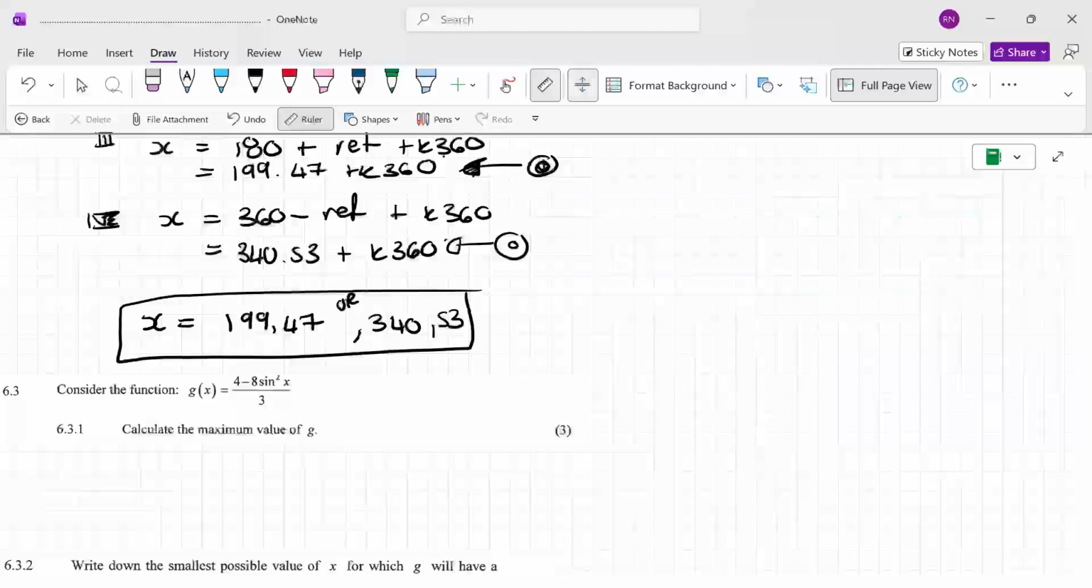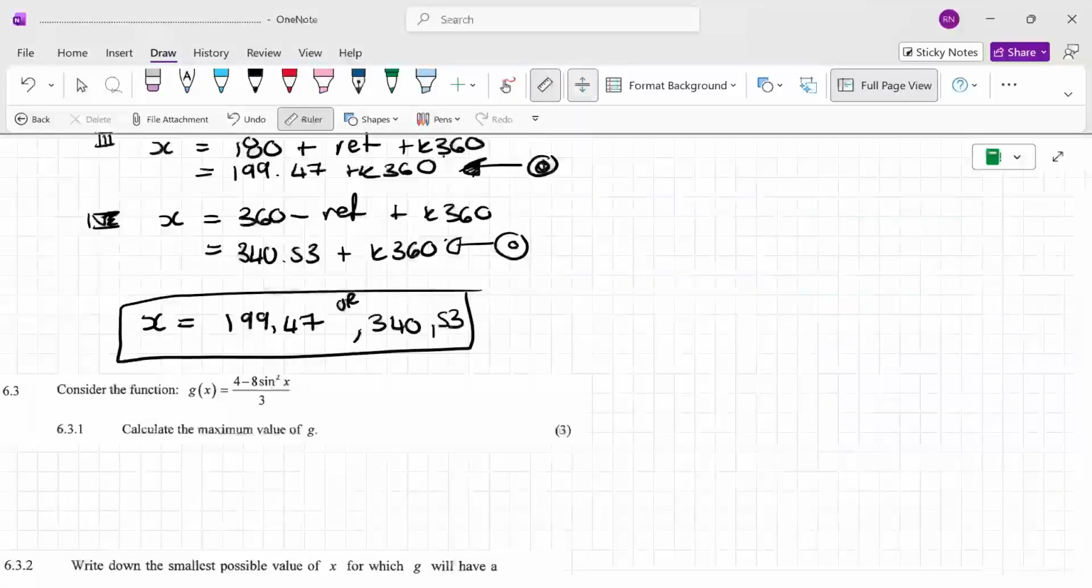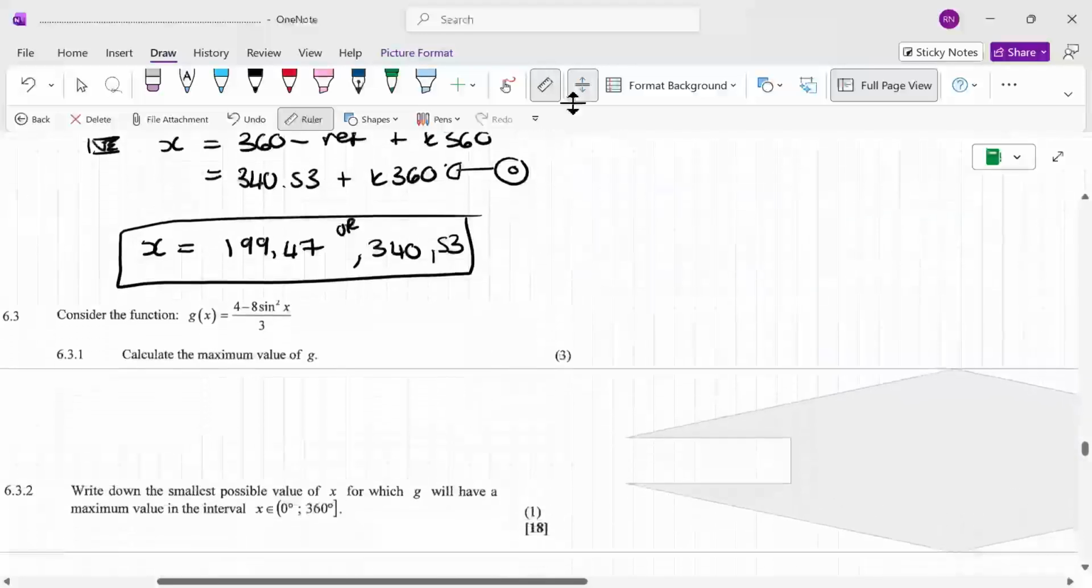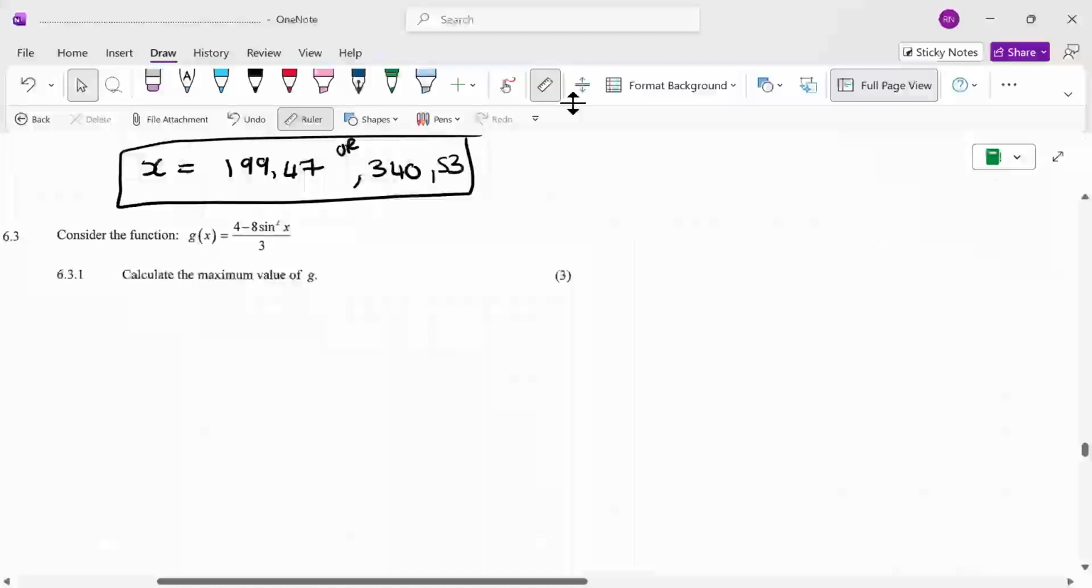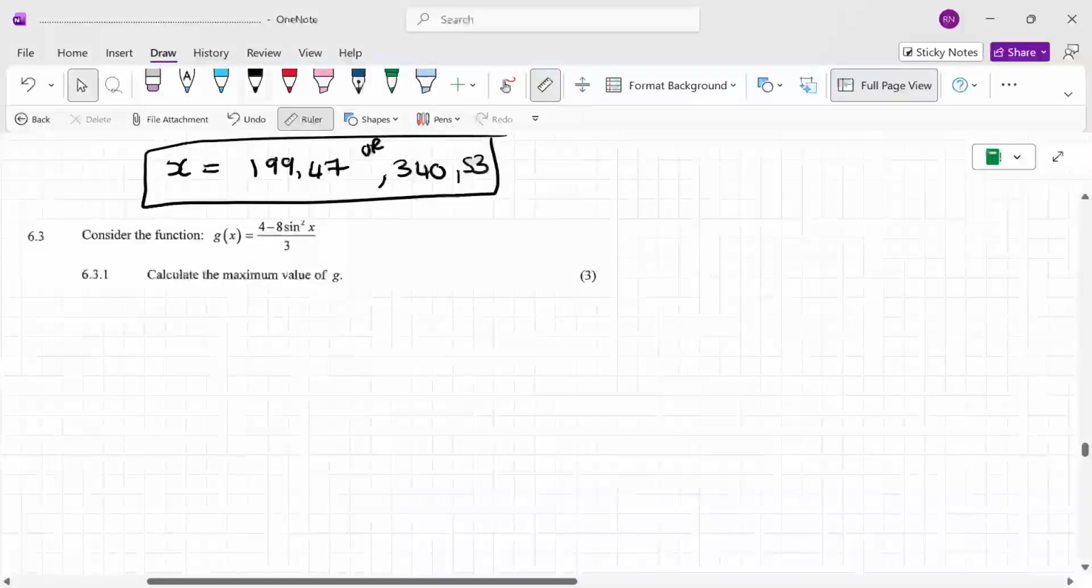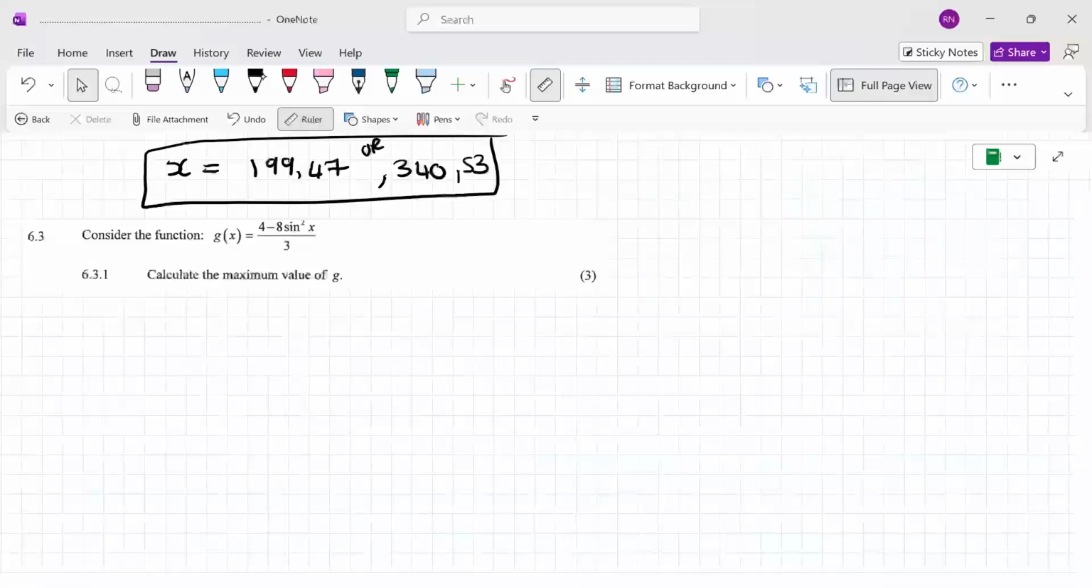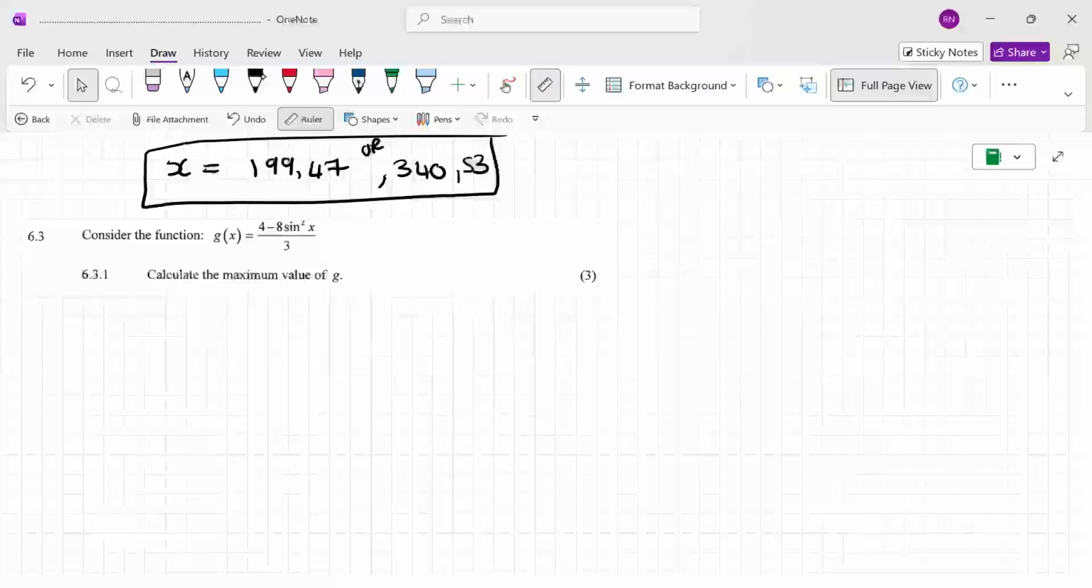Okay, and then we've got this question. What is the maximum value for G? Now, this is a very interesting question. It might feel like it's a calculus question, but this is paper 2, so there's no calculus here. You can use calculus if you want to, but I don't think you guys have learned the derivative of sine, so you wouldn't be able to do calculus here, right? So we have to find another way. Let's think about it logically.